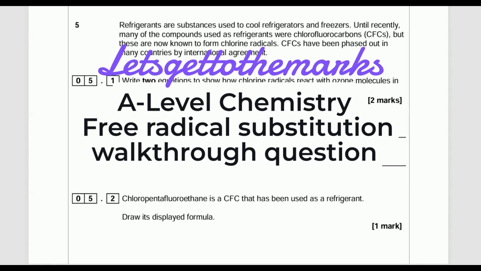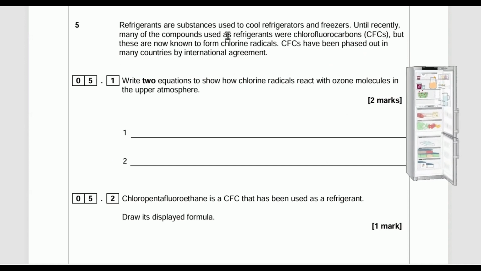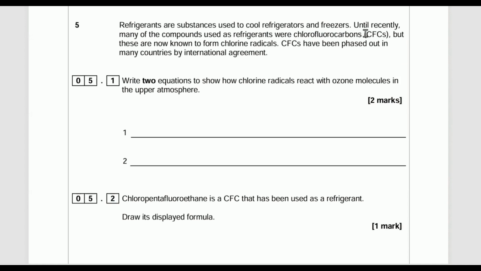Okay, refrigerants are substances used to cool refrigerators and freezers. Until recently, many of the compounds used as refrigerants were chlorofluorocarbons, known as CFCs. But these are now known to form chlorine-free radicals. CFCs have been phased out in many countries by international agreement. 5.1, write two equations to show how chlorine-free radicals react with ozone molecules in the upper atmosphere, and this one's worth 2 marks.